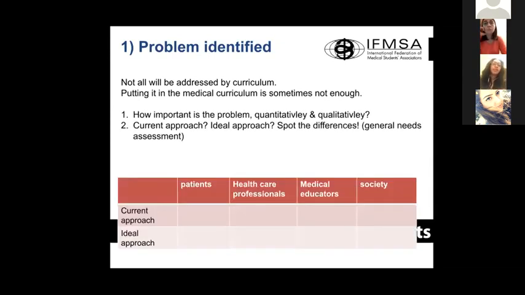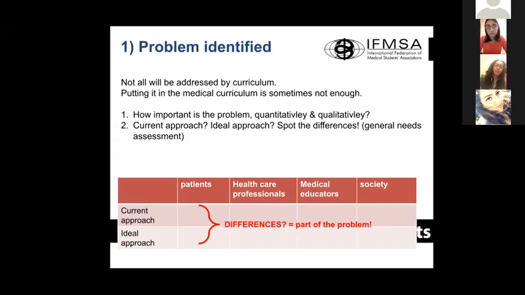So in the first row, we can see the current approach. What is the current approach we use to cure patients or to deal with patients? What is the current approach we as health professionals use in our health system? What is the current approach our medical educators and teachers use in the medical school? What is the current approach to meet and deal with the society? What is the current approach in Azerbaijan that is being used in each group listed in the columns?